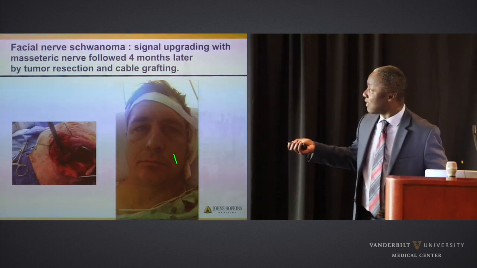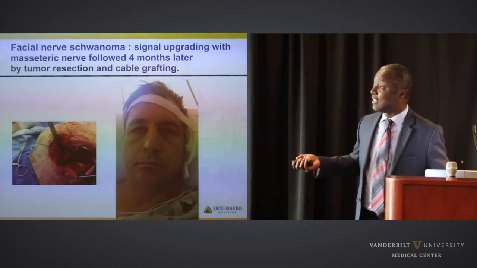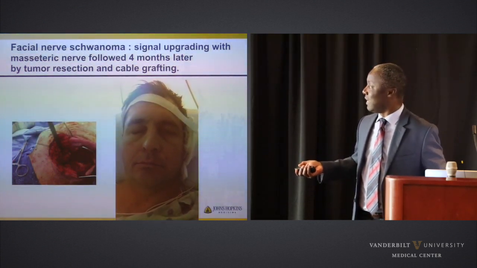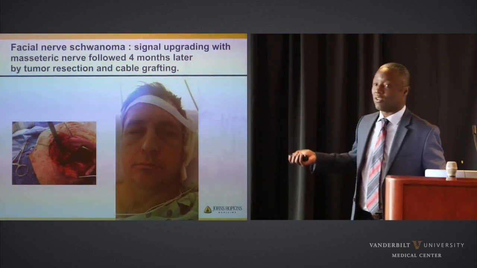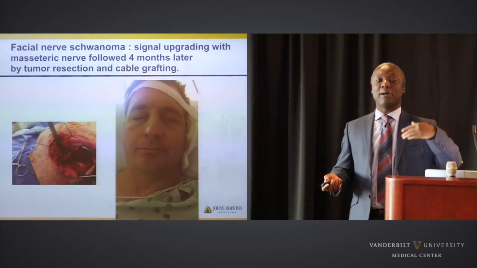Now, this is his face right in the post-operative area. And I want to show you that his facial nerve has been completely cut, but he still has movement on the left side. Why? Because the nerve was grafted 4 months ahead of time.